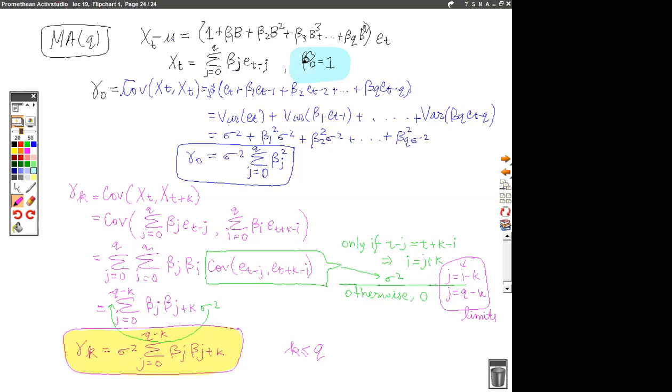Before we do that, let me just ask you guys a question. Is everything clear up until now? Do you guys have any questions about this process, the MA process, or in fact the AR process?